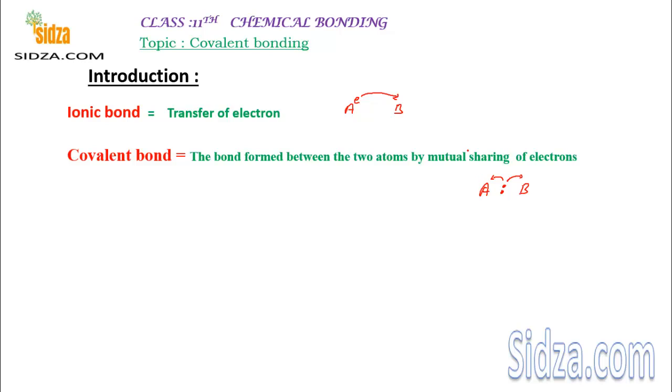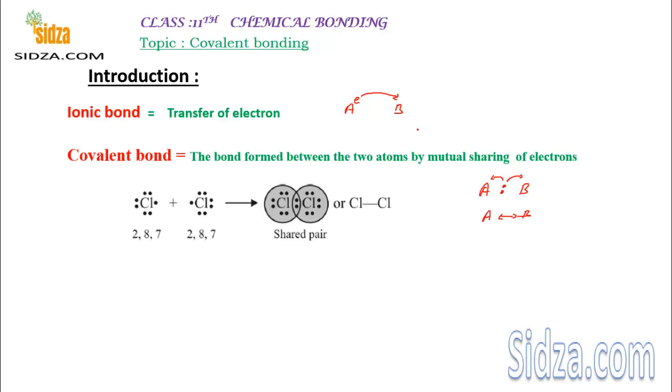And due to the mutual sharing of electrons, a force of attraction develops between the two atoms. That's called a covalent bond. So a covalent bond is a force of attraction that develops between two atoms by mutual sharing of electrons. An ionic bond is a force of attraction that develops by the transfer of electrons. So here is an example.